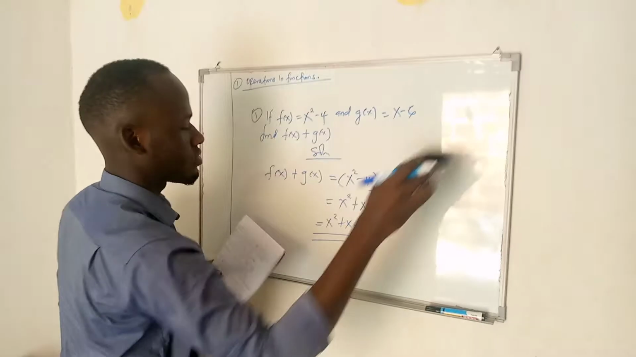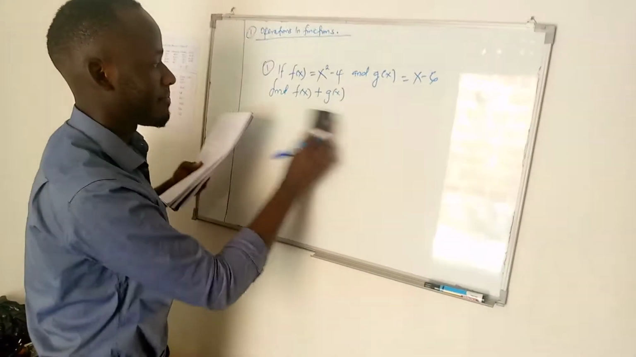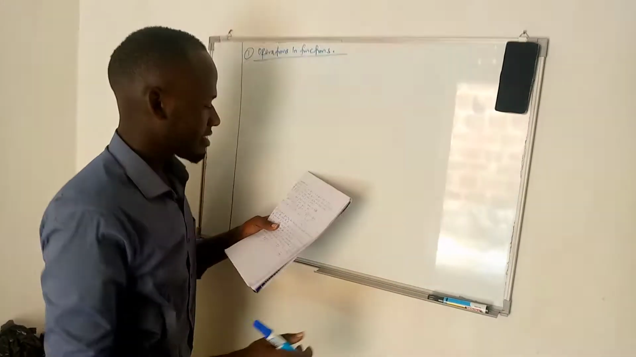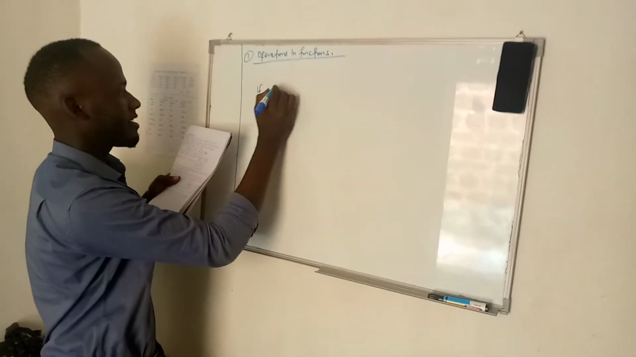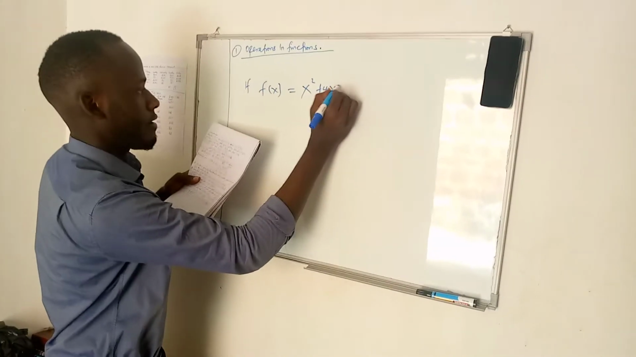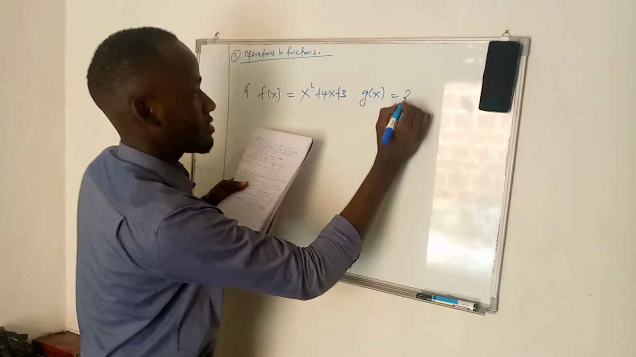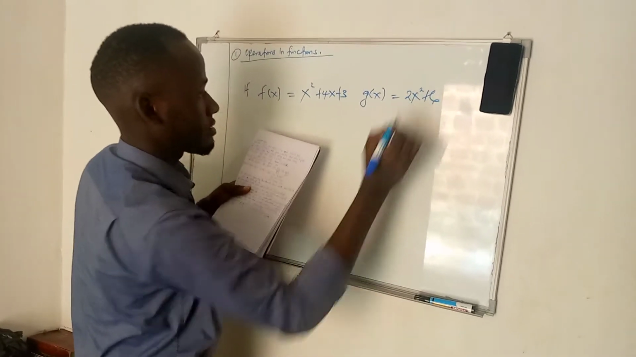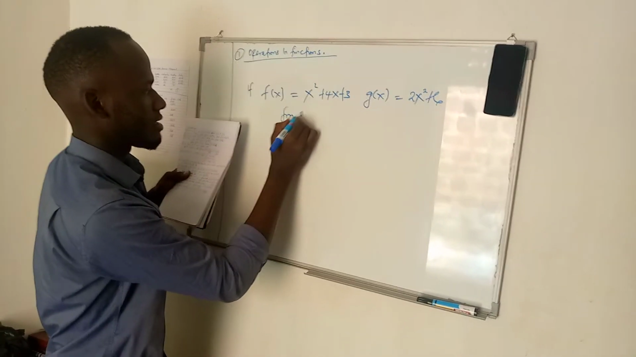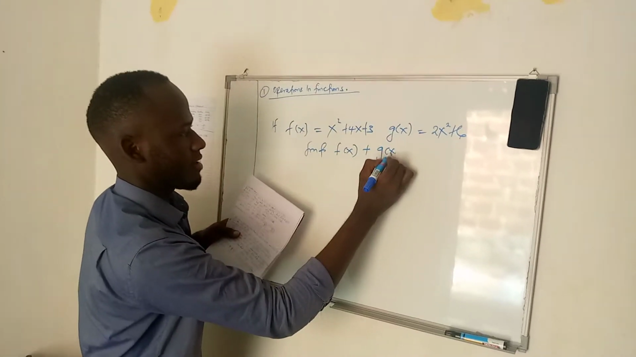Our problem number two. So we have seen how functions can be added. Let me get another example. We are having f of x equal to x squared plus 4x plus 3, and g of x given by 2x squared plus 6. Now this is different. They're asking find f of x plus g of x.